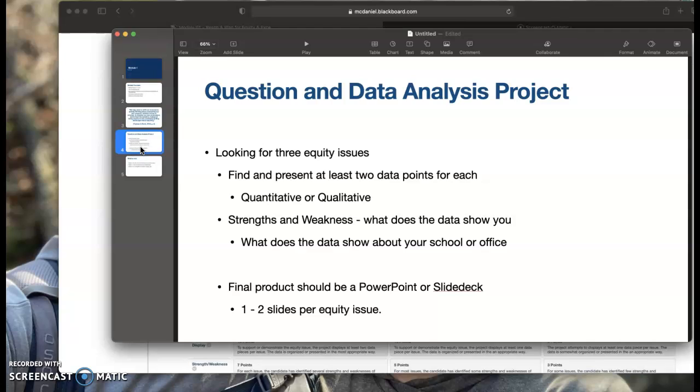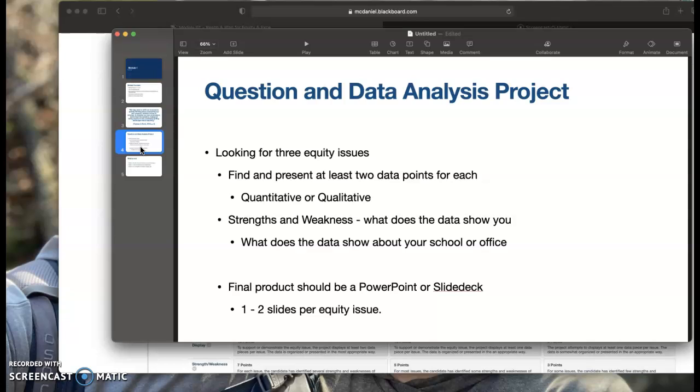So the deliverable, or the major assignment for this module, is the question and data analysis project. This shouldn't take you too long. It's not a huge project, but it really is the first step that we need to take in the overall goal of the course, which is developing a research plan. So what you're going to be doing is creating a PowerPoint or slide deck to share some data.